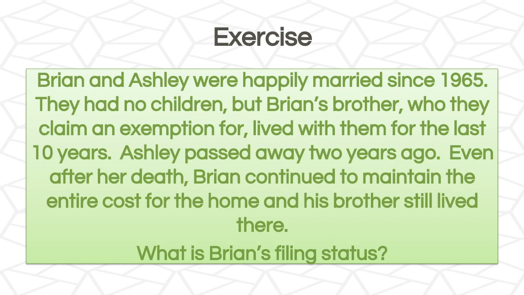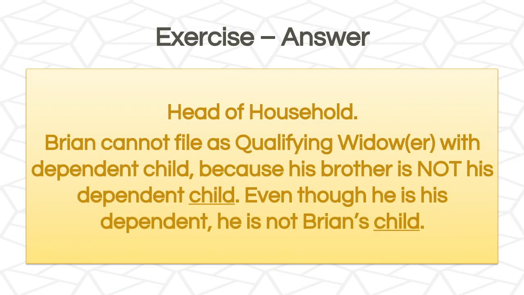So, since Ashley passed away 2 years ago, Brian is still in that window for qualifying widower, but because of the relationship that his dependent has to him, being his brother, that is not one of the relationships that can qualify Brian as a qualifying widower with dependent child. So, because of that, Brian's filing status is going to be head of household. And again, this is because his brother is not his actual child, even though his brother is a dependent.